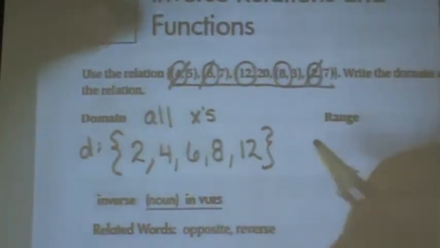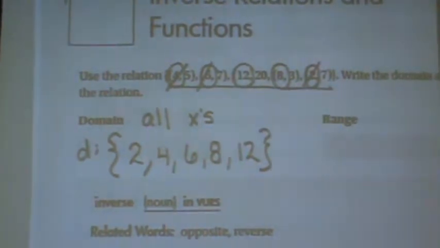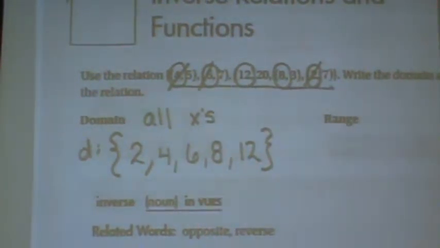Now if I asked you, is this relation a function? What would you say? Yes. Why is this a function? Because for every x there's only one y value. There are no x values that are repeating.